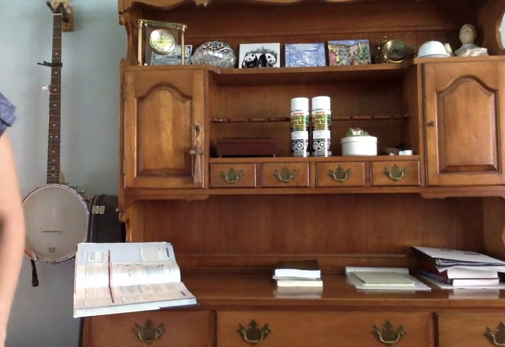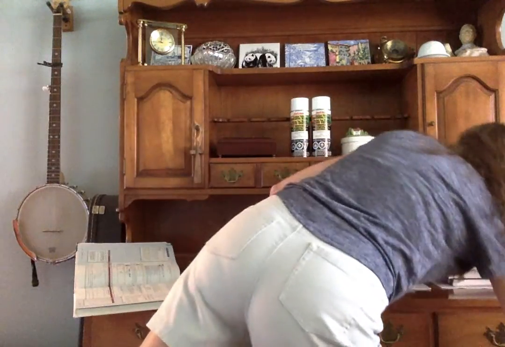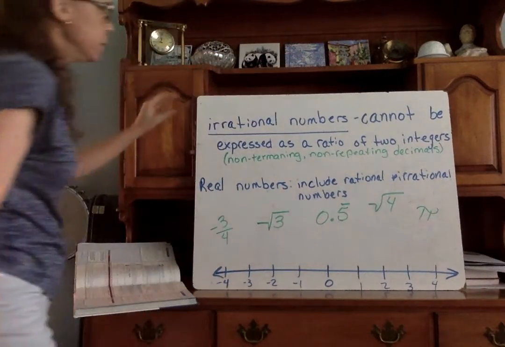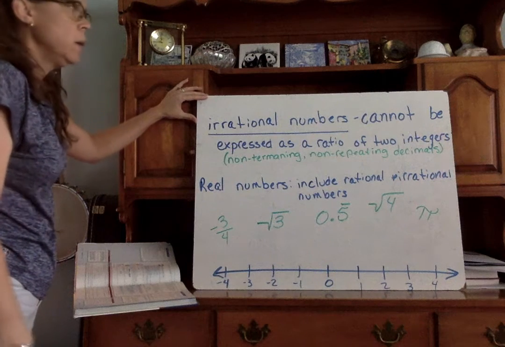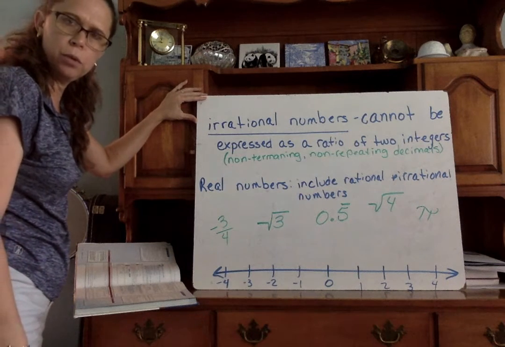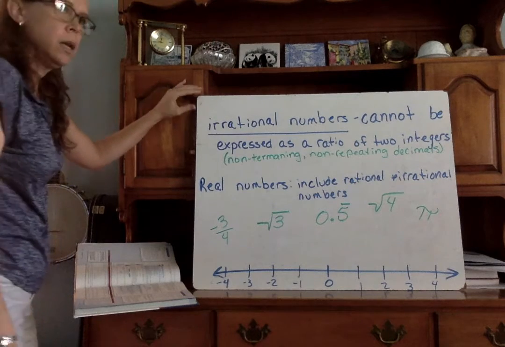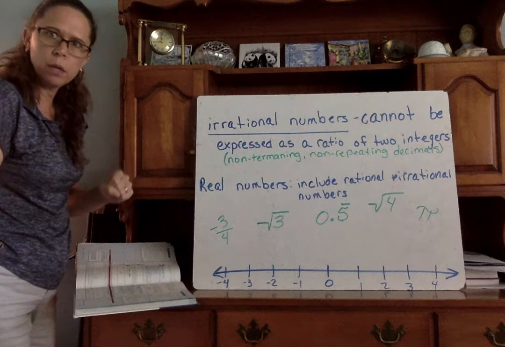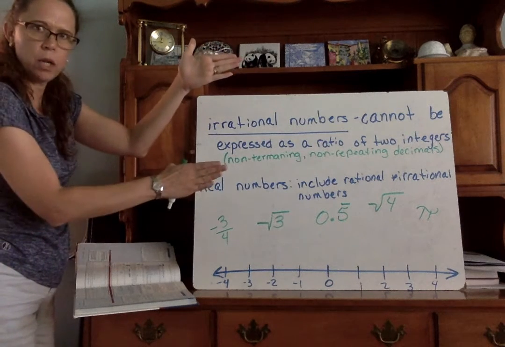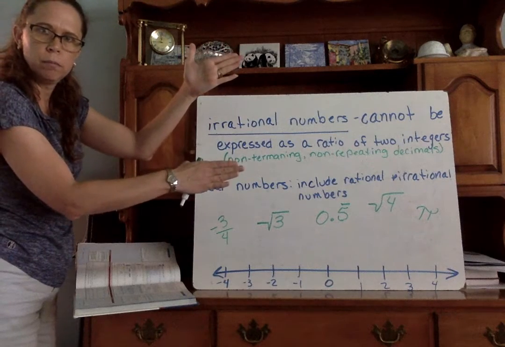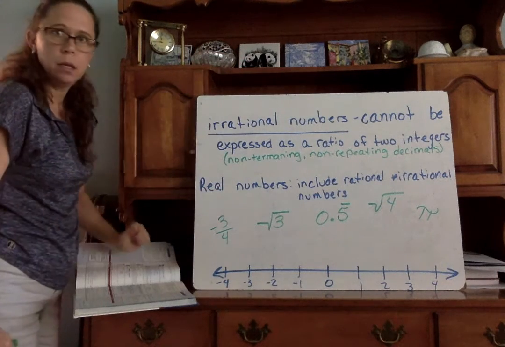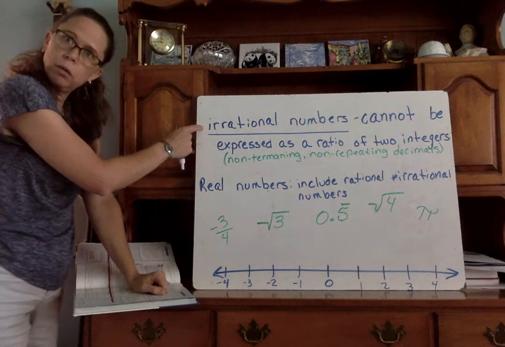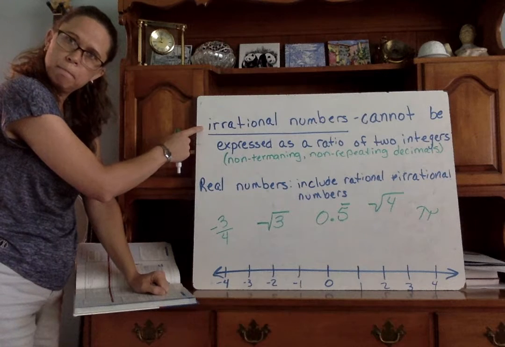Okay, let's talk about irrational numbers. You need to get this definition in your notebooks. Irrational numbers are numbers that cannot be expressed as the ratio of two integers. Before, when we talked about rational numbers, we said a rational number was a number that could be expressed as a ratio, a fraction of two integers. If it cannot be expressed as the ratio of two integers, we are dealing with an irrational number.